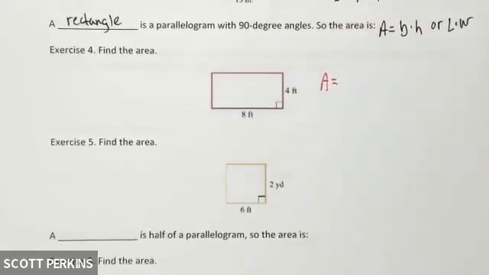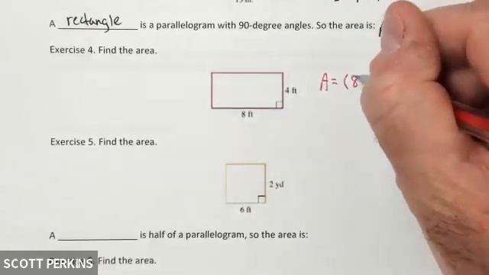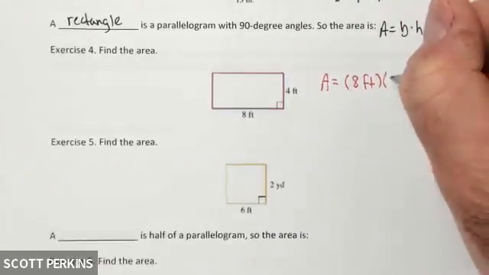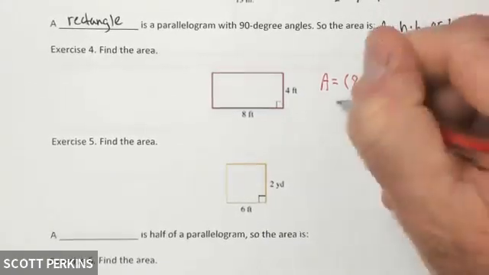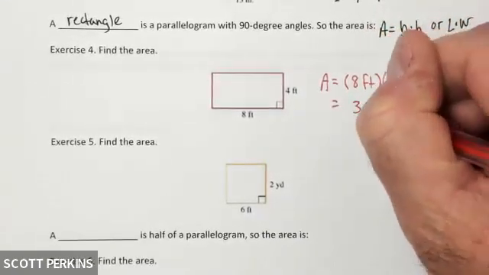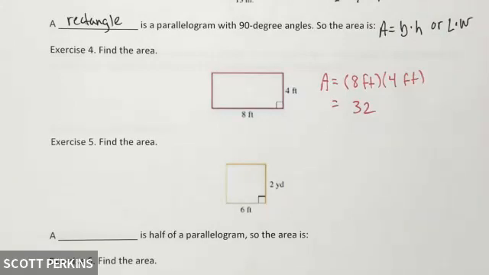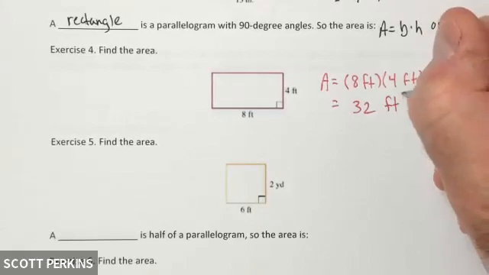So the area of a rectangle, it's just a parallelogram. So base times height, or length times width if you prefer. So 8 feet times 4 feet. So 8 times 4 is 32. That's not a big deal. And then what are the units of my area? Perfect. Feet squared or square feet, whatever you want to do.